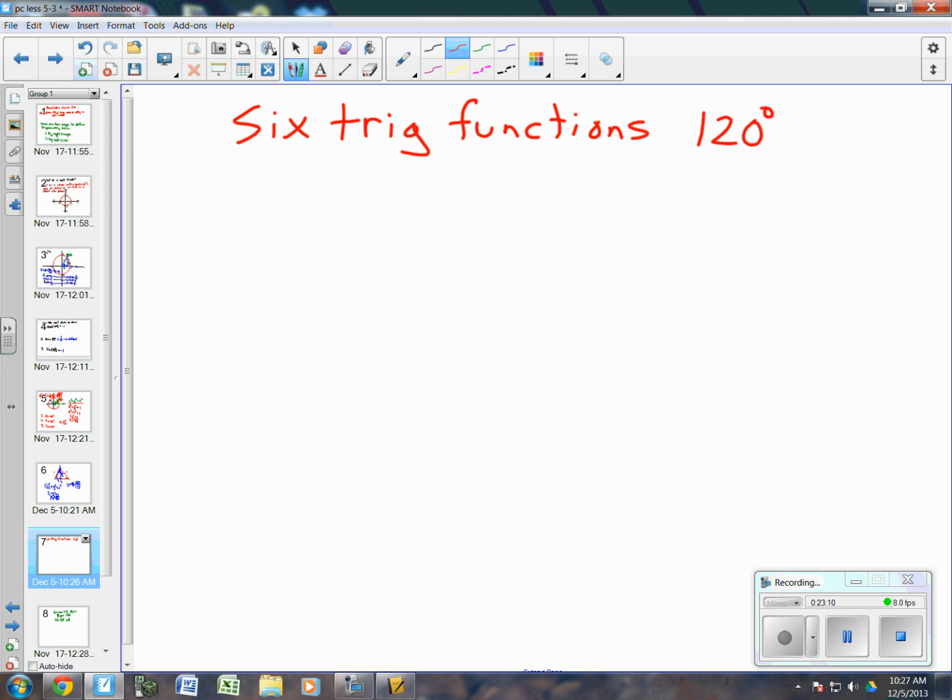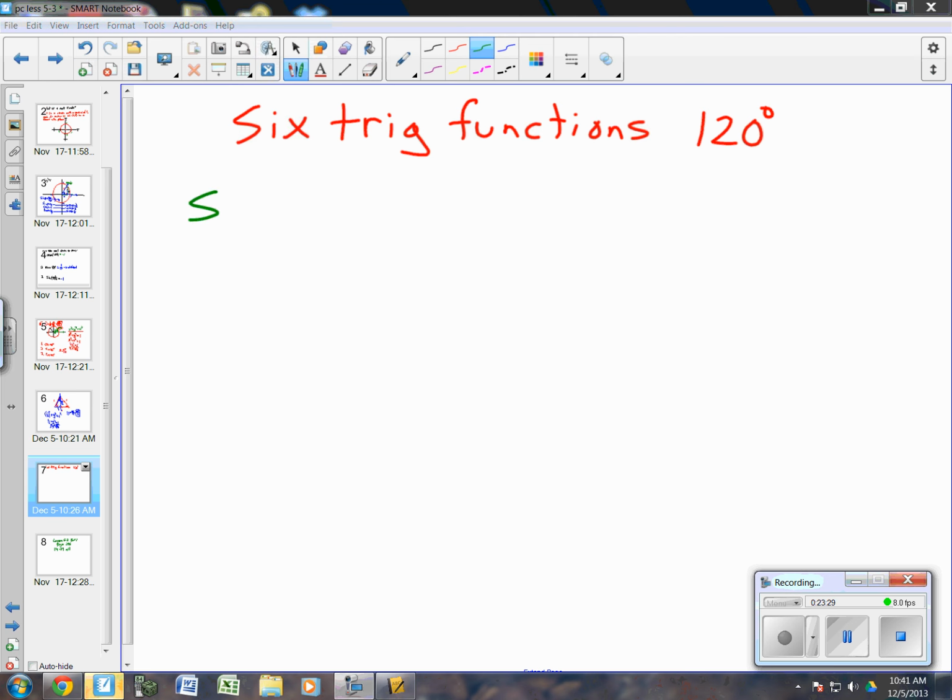I want you guys, while I'm gone, to find the 6 trig functions of 120 degrees. I'll make those copies. I'll be right back for you to use those. But in your groups, I want you to figure those out. By the way, I think this is one of your homework problems. So by doing this, you'll have a homework problem done.